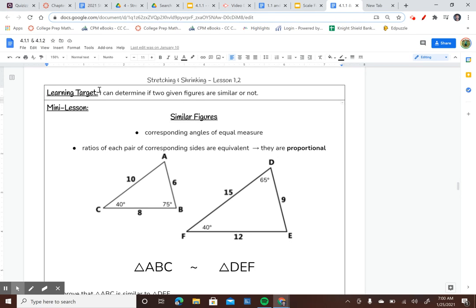Learning target here is I can determine if two figures are similar or not. And so we talked about similarity, right? It's when two figures are the same figures, but one's bigger than the other. Like we see here, the one on the right is bigger than the one on the left.